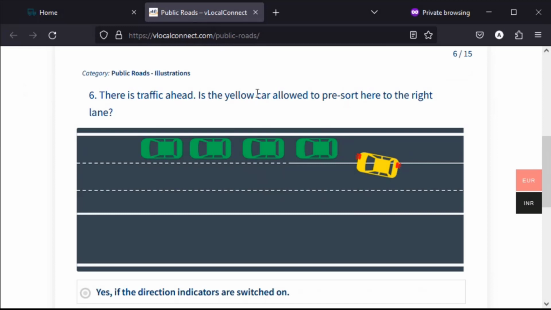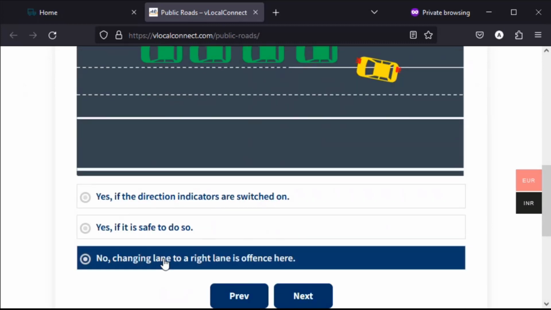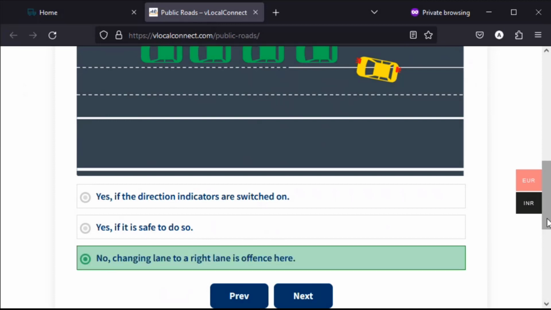Traffic, there is traffic ahead. Is the yellow car allowed to pre-sort here to the right lane? So the yellow car, as you can see, has switched on the right indicator and wants to move to the right lane. Is it allowed here? No, because it's a solid continuous line, and there changing the lane is prohibited. The car must drive a little further till where there are broken lines, and there the car is allowed to change the lane, right? Okay, so the answer is no, changing lanes is an offense here.